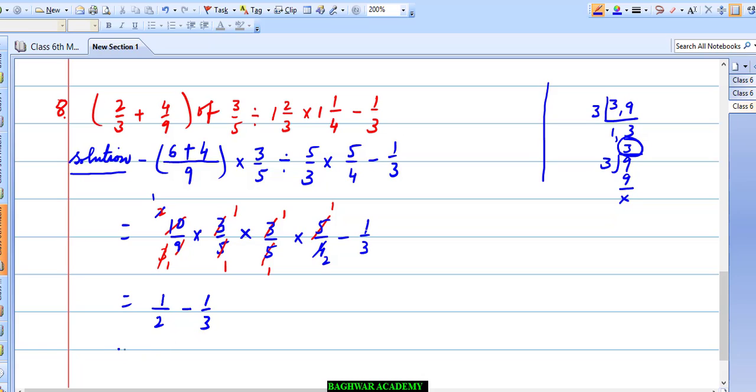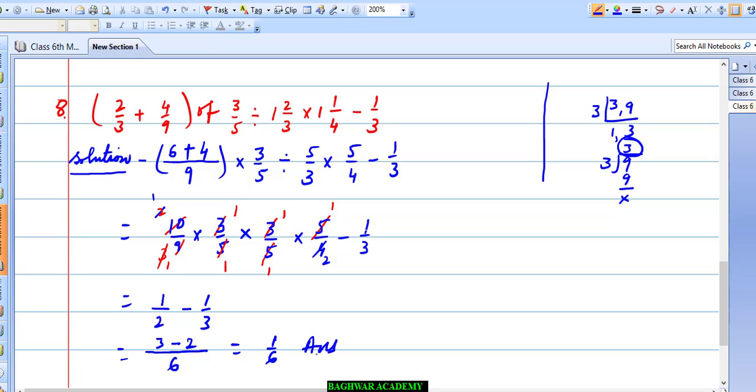So you have the LCM now, 2 3s are 6. So this 6 will be divided by 2. You will get 2 3s are 6, 3 1s are 3, minus 3 2s are 6, and 2 1s are 2. So what you got: 1 by 6. So your final answer is 1 by 6.